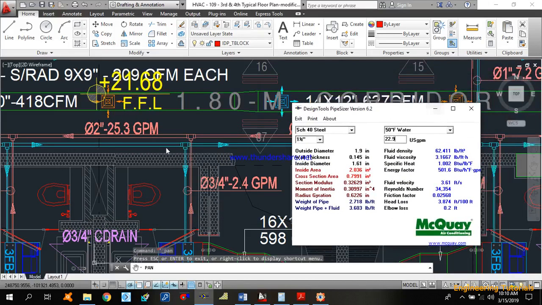In the same way you can do the pipe sizing for other pipe segments, and you can use the pipe sizer tool to calculate the pipe size.